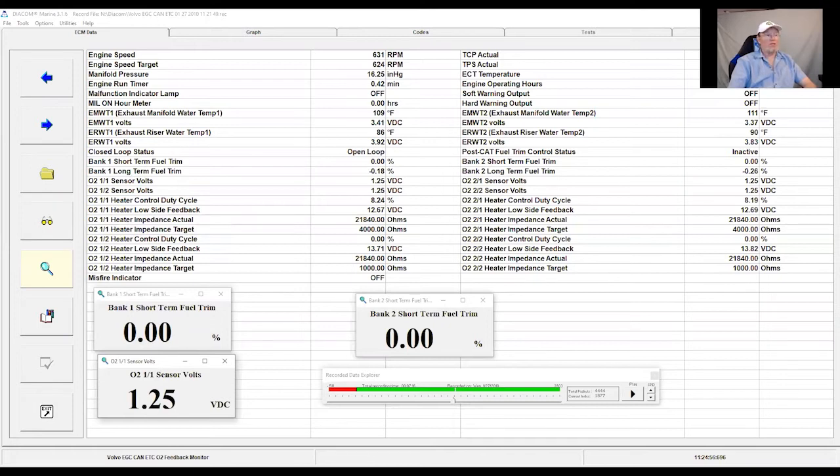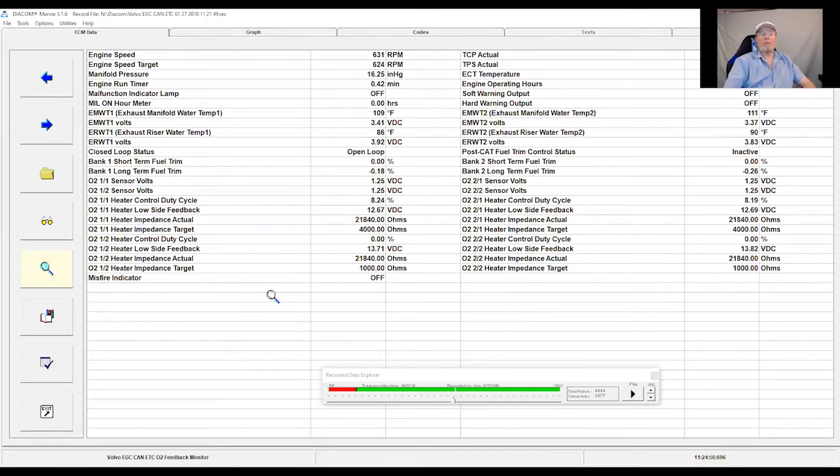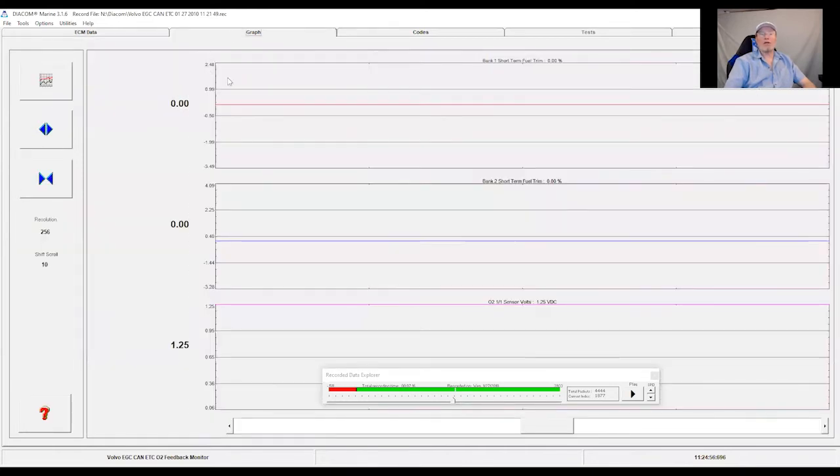Okay. So just so you understand that, I just got rid of all of those and I wanted to show you the next phase, which really is graphing and looking at this. So let's look at the graph. And what I've already done to speed it up is I've pulled up bank one short term, bank two short term, and O2 11 sensor volts. That's going to be the sensor voltage pre-CAT. And that is going to be the response from this.